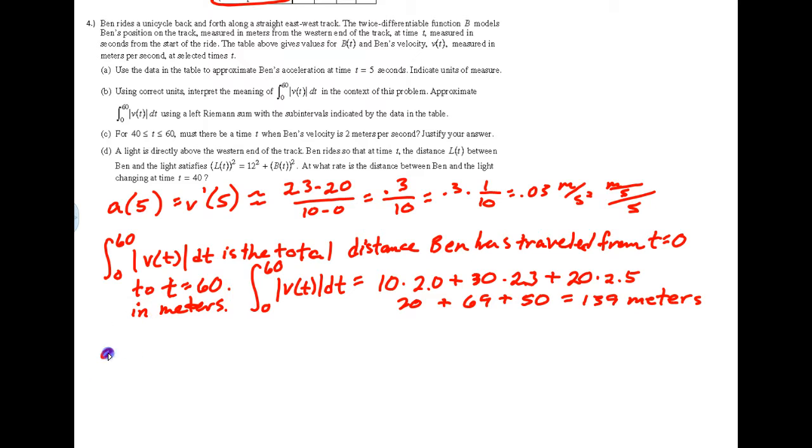So we find the average velocity by taking the slope of the secant, which would be 49 minus 9 over 60 minus 40. So 40 over 20 is 2 meters per second. So the average velocity is 2 meters per second, or also known as the slope of the secant.